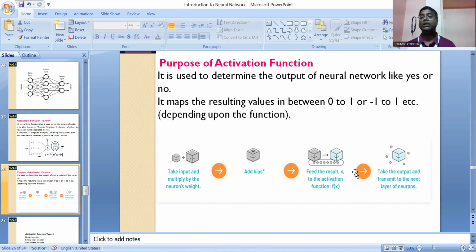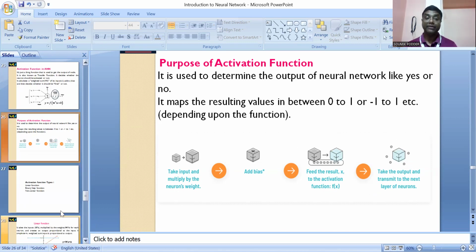Again, after adding the bias, I am also trying to correlate the output with the input or the weighted input. So this correlation is nothing but the activation function. The activation function takes the output and transmits it to the next layer of neurons. It will facilitate that.